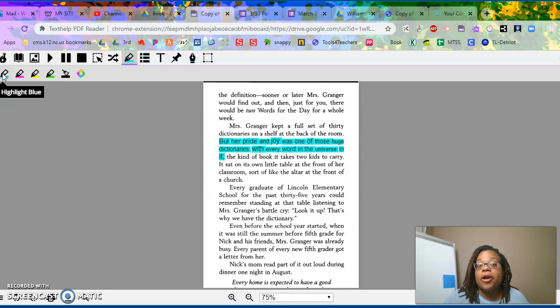That would be her favorite one. So here we're looking to what does she compare it to? Here it just tells me in that sentence that that was her pride and joy, her favorite. It gave me an idea of what it was like because it told me that it was big. The next part of that sentence says that it takes two kids to carry that huge pride and joy favorite dictionary. So I keep going on.